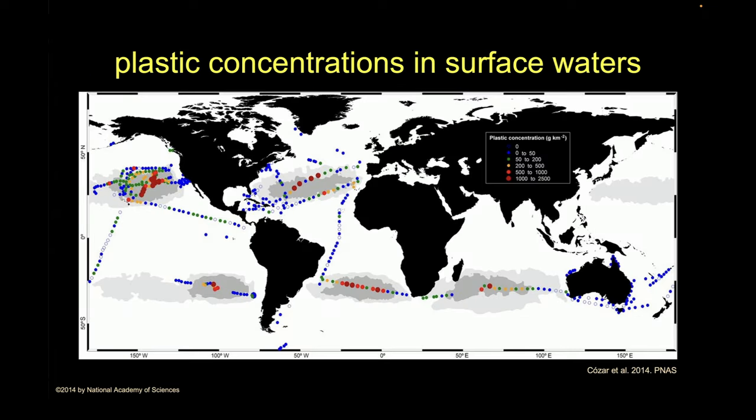But suffice it to say, this is an example of some of the surface water trials where these are ship transects. The blue color means not much, and the hotter color means higher concentration, a larger quantity of plastics. You can see that in the middle of these gyre areas, these seawater or surface water concentrators, that's where we have the highest concentration of plastics, macro, micro, et cetera.